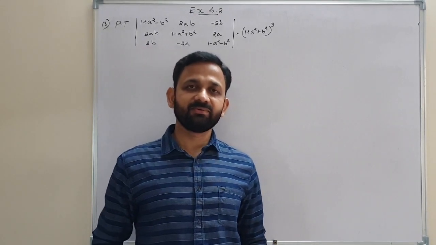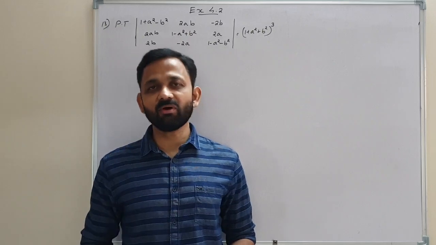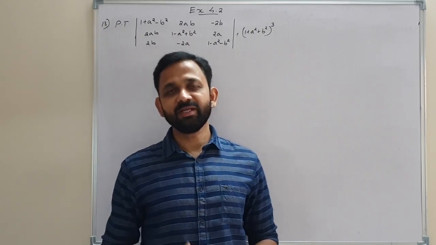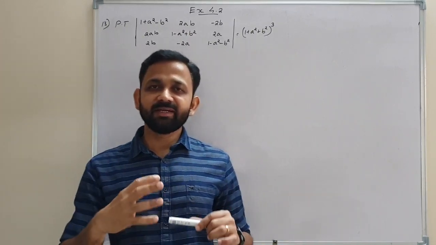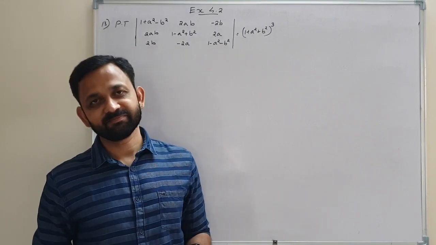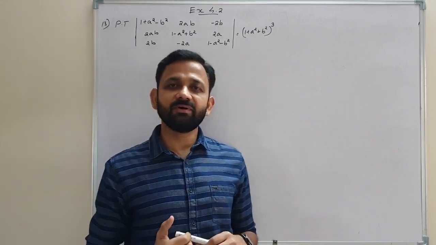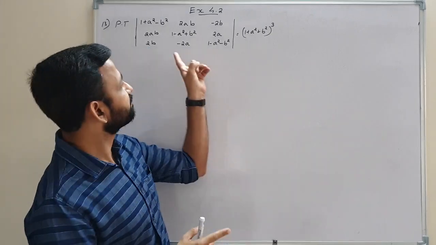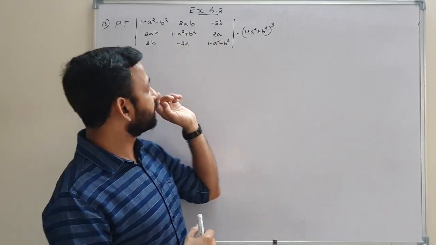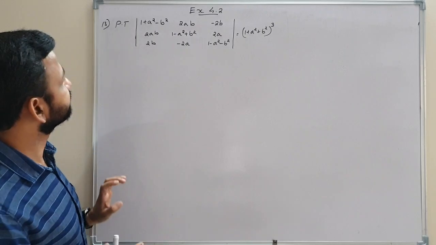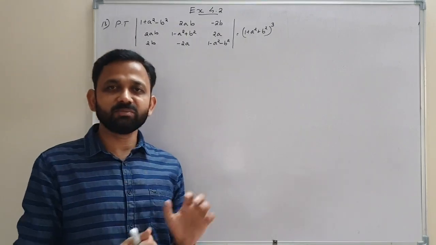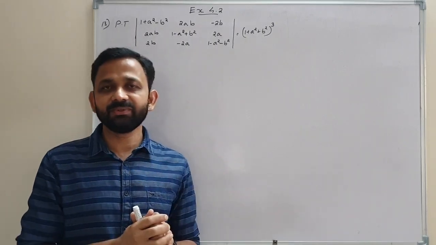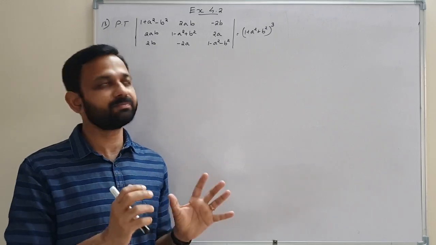Today we will do exercise 4.2 of determinants. In the previous video we learned some properties of determinants. By using those properties we need to find the value of the determinant. So here is exercise 4.2, question number 13. We have done some questions in the previous video. The rest of the questions we are doing now.